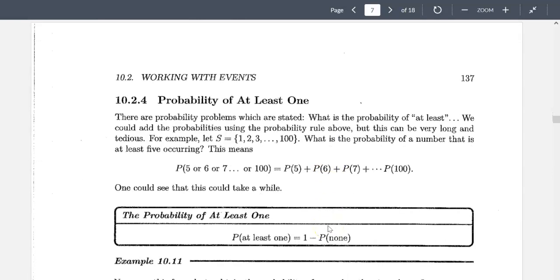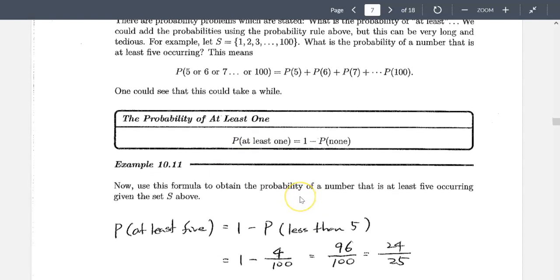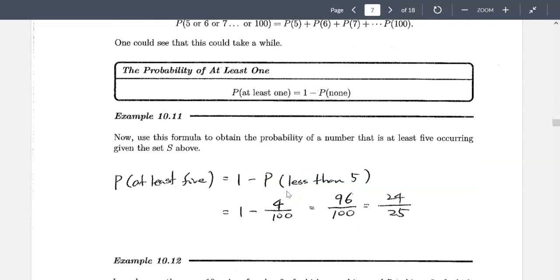Okay, now the probability of at least one. Whenever I ask you the probability of at least one, it means the opposite, or complement, of none. At least one means opposite of none, right? So whenever you see it, the probability of at least one is equal to 1 minus the probability of none, because everything adds up to 100%. It's a complement. Okay, so we use a formula, right? We want to find the probability of a number that is at least 5. Well, at least 5 means what? 1 minus the probability of the opposite of that, which is less than 5, right? So how many numbers are less than 5 if it's out of 100? 4 out of 100, right?